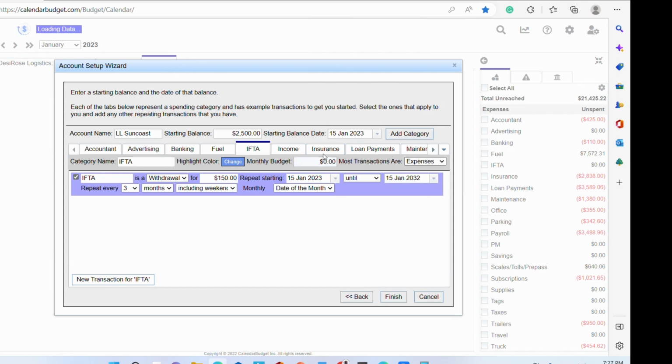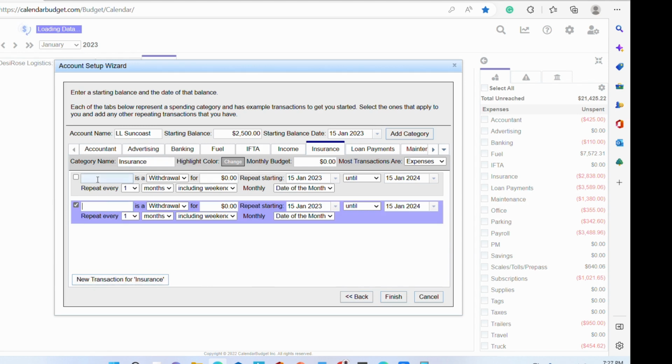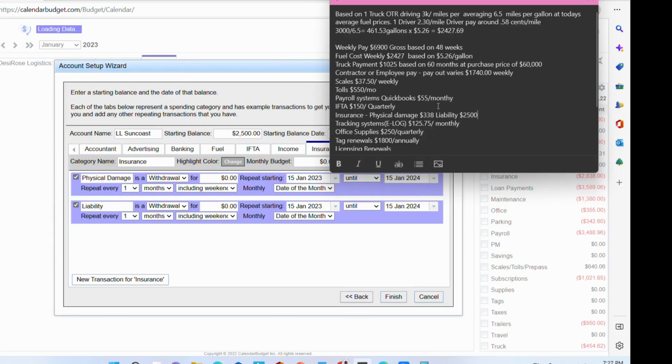So let's go to insurance. I have it here. I'm going to go ahead and add 2 here because I have physical damage and I have liability. So physical damage, kind of like your bobtail insurance, really just covers the truck. Liability is where you start covering the goods. If you don't have liability, most people do not want you to run for them.